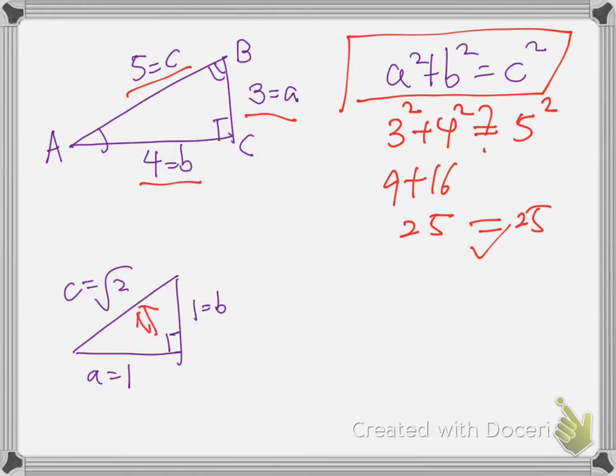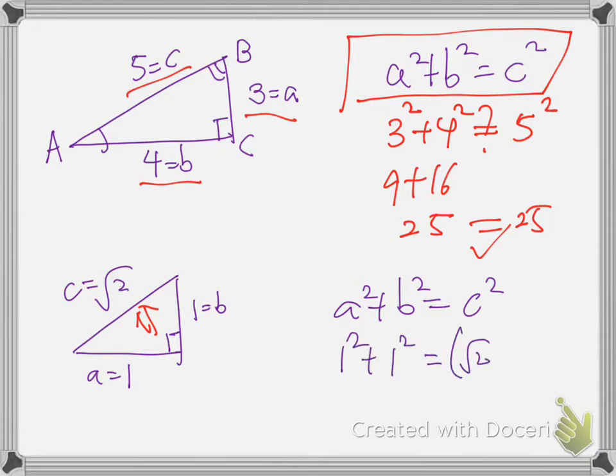So now the theorem is a squared plus b squared is c squared. So we got 1 squared plus 1 squared is radical 2 squared. So this side is 2, 1 plus 1. This side is 2. 2 is 2. Yeah, so that's the Pythagorean theorem.